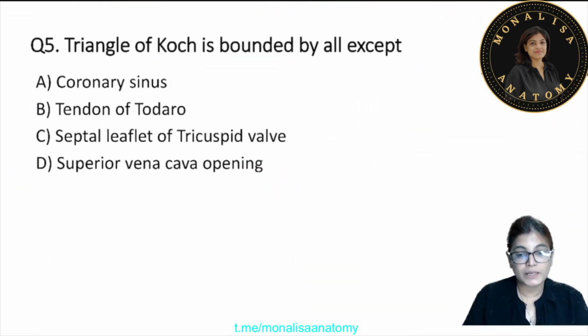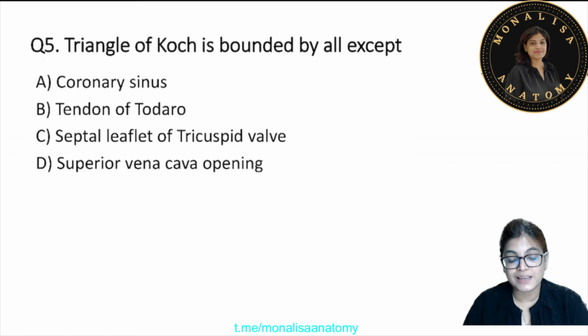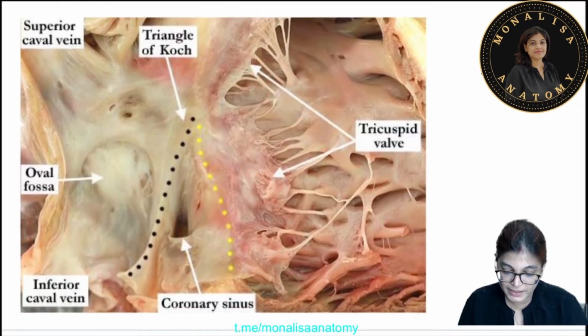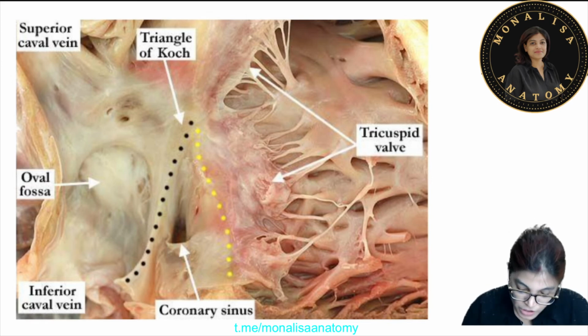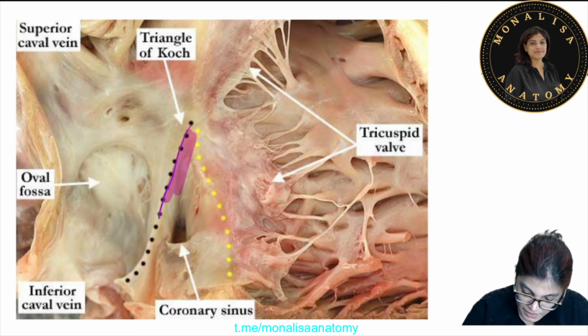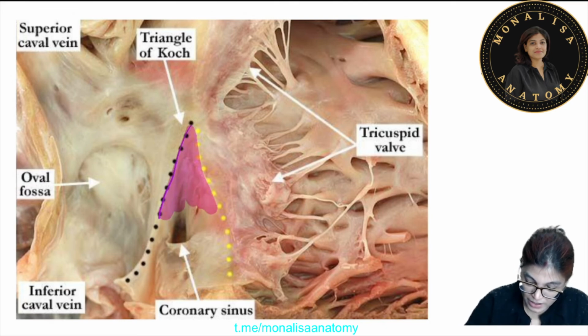Triangle of Koch is bounded by all except. The options are: A is coronary sinus, B is tendon of Todaro, C is septal leaflet of tricuspid valve, and D is superior vena cava. Let's see where the triangle of Koch is located. This is a cadaveric image in which you can highlight the triangle of Koch. Here you can see the dotted area shown in this diagram. Let me highlight it with pink color. This area which you are seeing is the triangle of Koch.